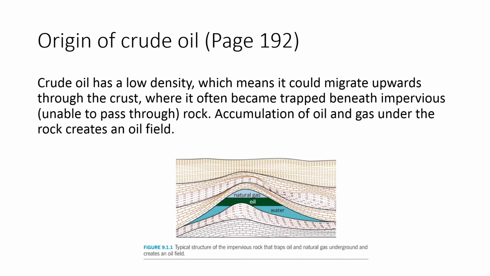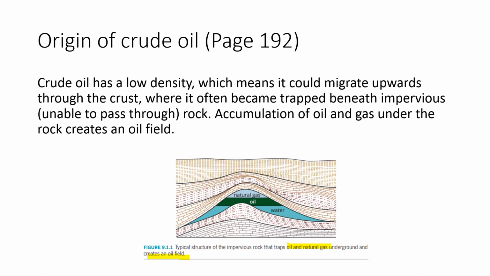So it says here crude oil has a low density, which means that it could migrate upwards through the crust, where it often became trapped beneath impervious rock, unable to pass through. Accumulation of oil and gas under rock creates an oil field. So if you look at this particular diagram here, it's a typical structure of the impervious rock that traps oil and natural gas underground and creates an oil field.